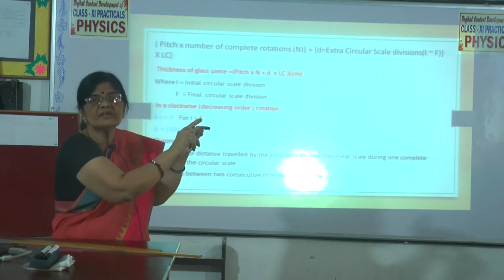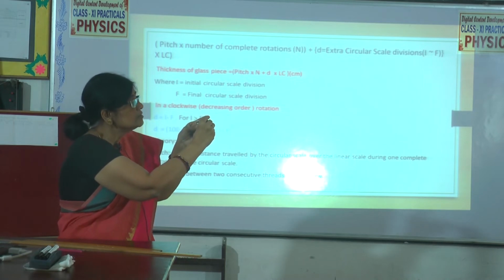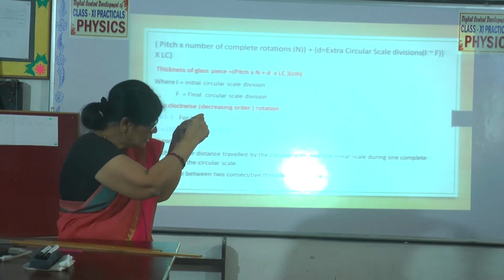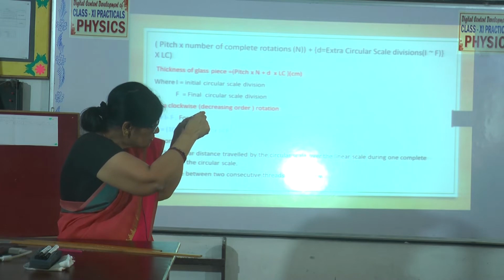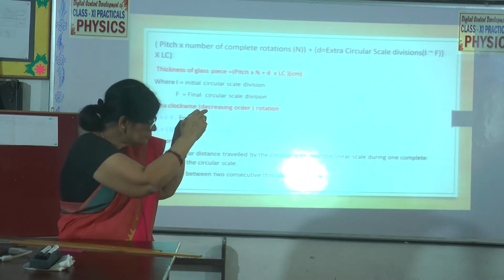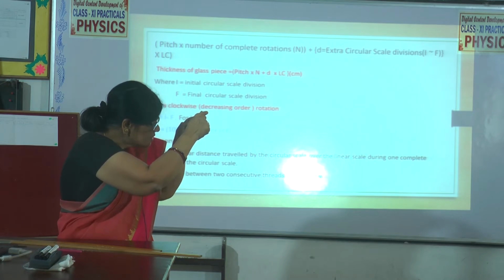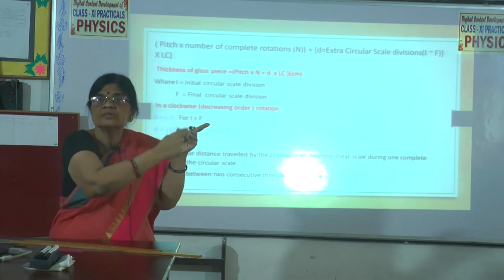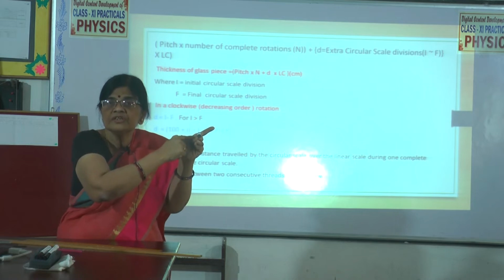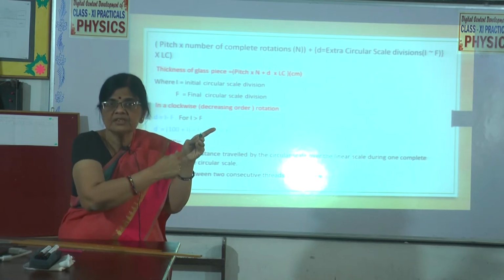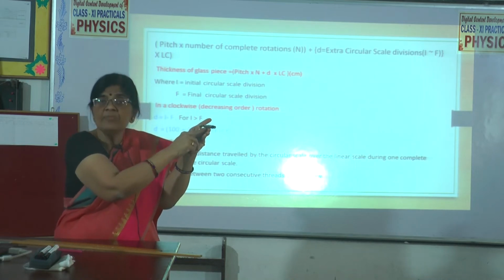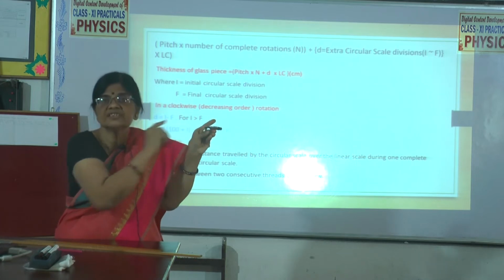Let the 0 of the circular scale cross this lateral line 10 times. Now it has crossed once, twice. In this way, you continue for 10 complete rotations. We have to see how many divisions it crosses. In 2 rotations, it has gone 2 divisions.